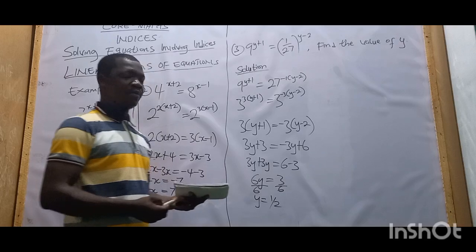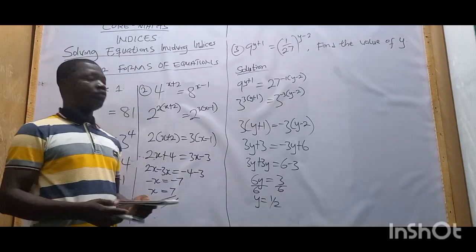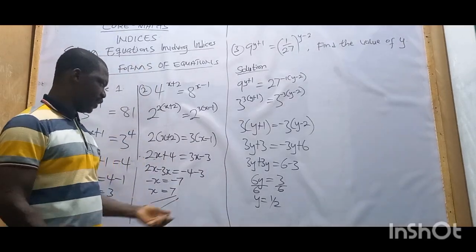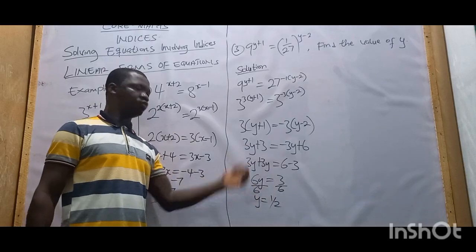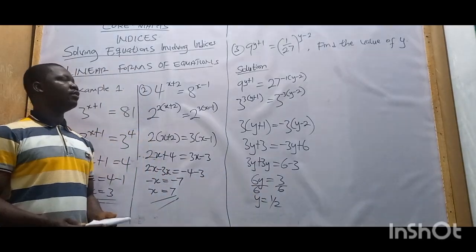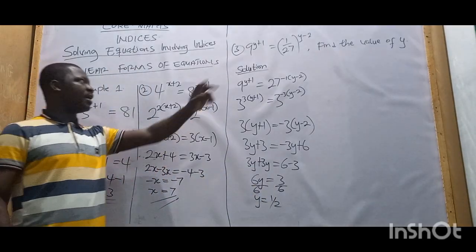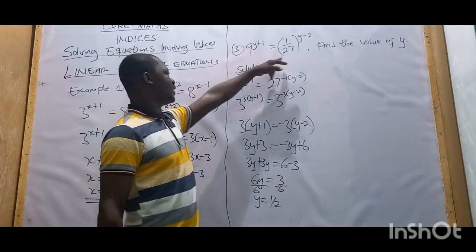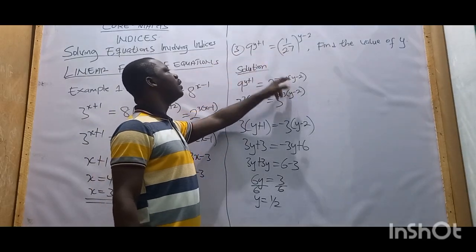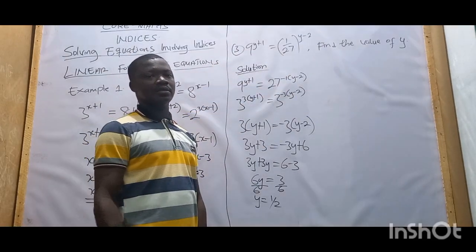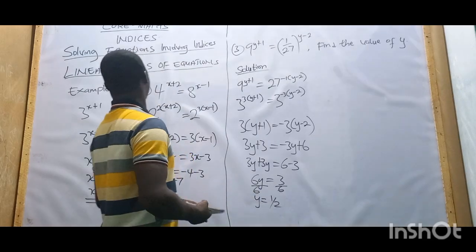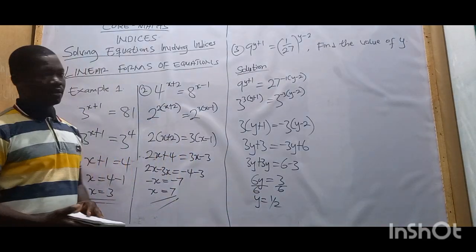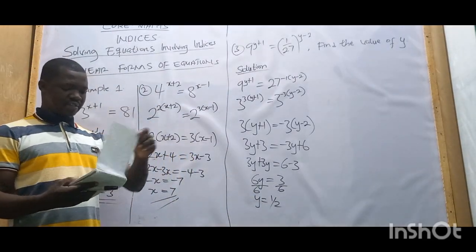So my y becomes what? 1 over 2. Right, so you divide through, which will get 1 over 2. So please take note, anytime you are having a fraction, write it in a negative index form, then you proceed. Okay, so let's take the last example involving the linear form.